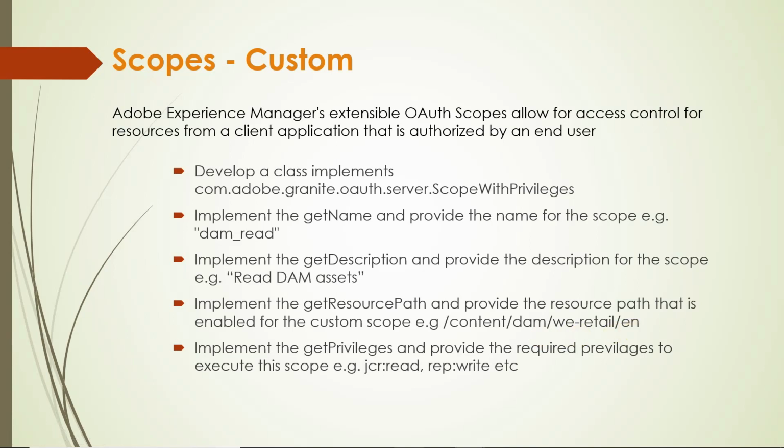The last one is this get privileges. This is the important one. On this resource, what kind of access are we going to provide to this OAuth client? For example, you can give anything like jcr:read, even jcr:all is possible. If you want to enable write access, rep:write. So any access privileges you need, you can provide. After deploying the class, you will be able to use this dam_read custom scope also.